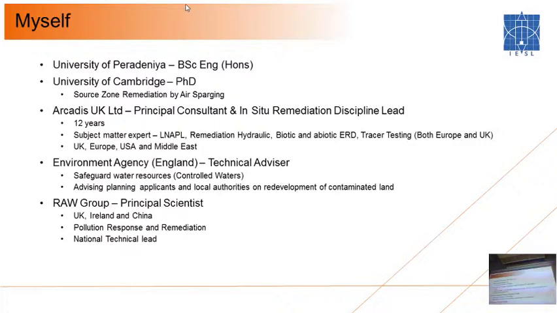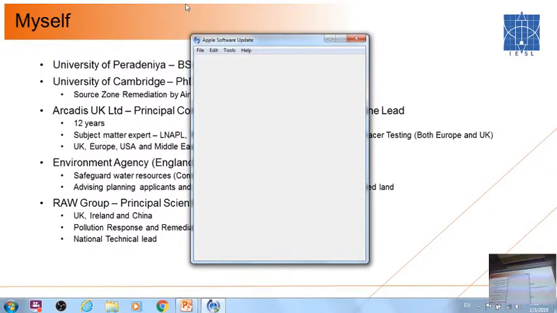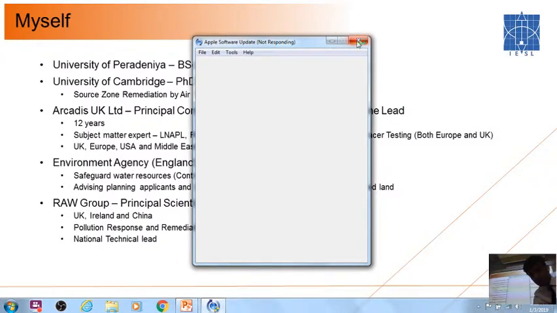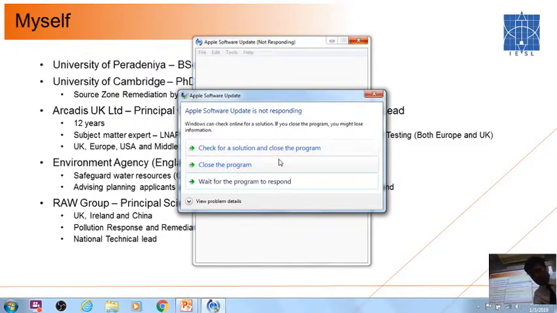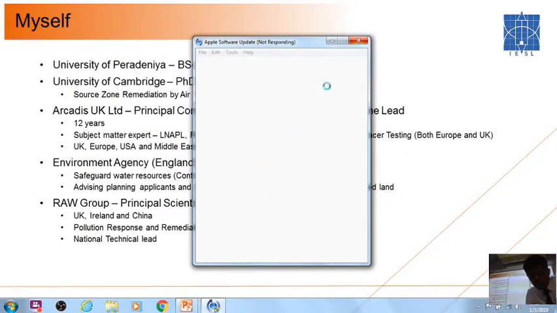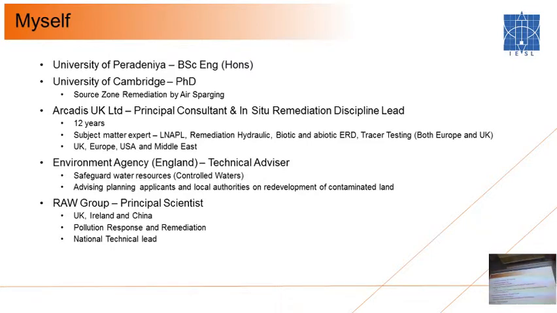Then I joined the Environment Agency in England. The Environment Agency is the governing body for environmental matters, and my department was responsible for safeguarding water resources. My role involved providing technical advice to planning applicants and local authorities on redevelopment of contaminated land.